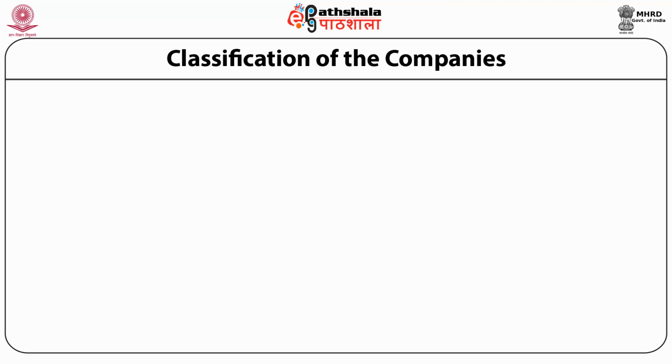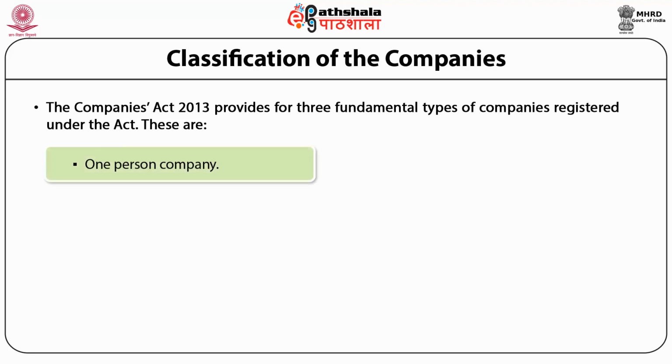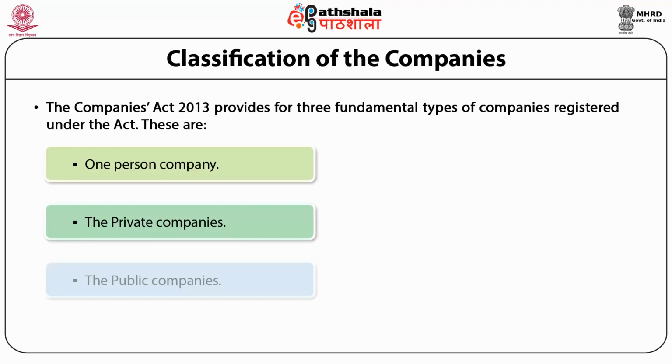Now, friends will describe about the classification of the companies. The Companies Act of 2013 provides for three fundamental types of companies registered under the Act. These are one-person company, the private companies, the public companies.